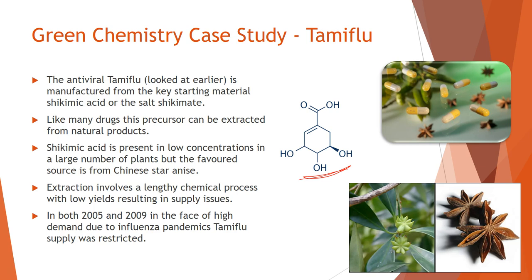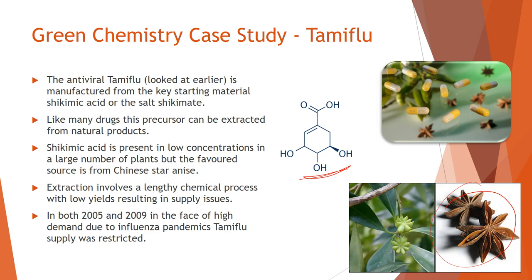It is present in low concentration in a large number of plants, but for industry, the favored source is star anise, which you may have seen in cooking because it's a popular spice, or Chinese five spice. When we extract this, it involves a lengthy chemical process using a number of solvents, and we don't get very, very high yields. So we're talking about large amounts of solvents and waste for not a very high yield of our starting material.